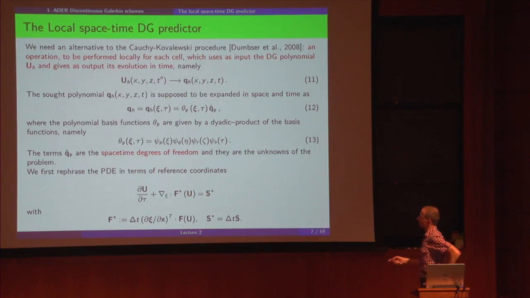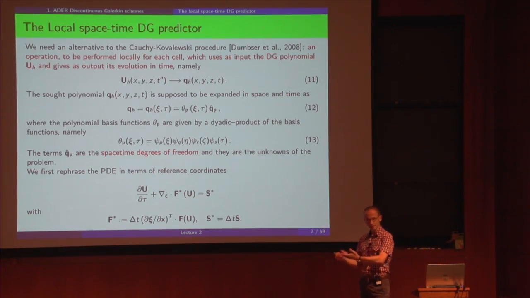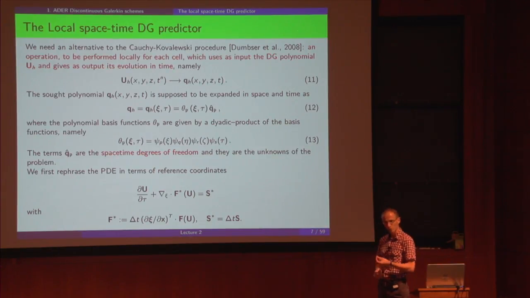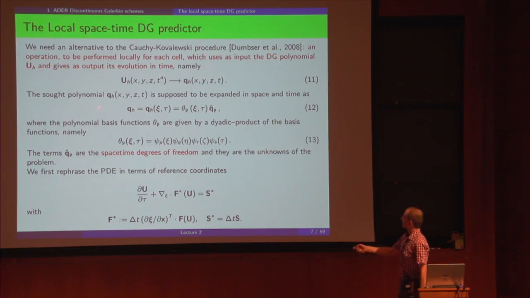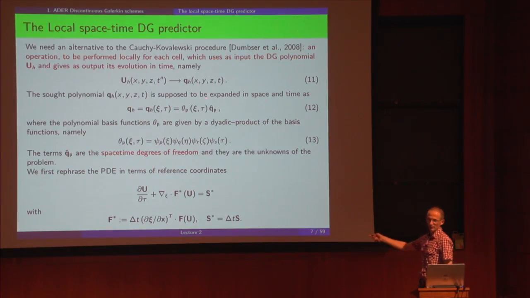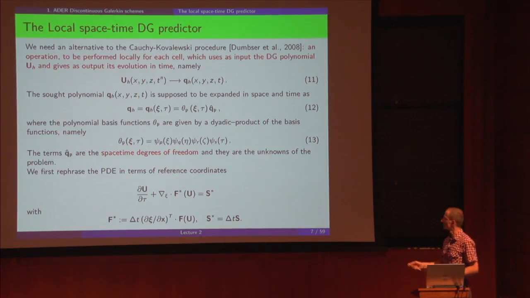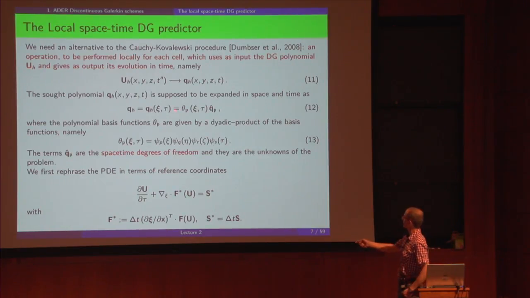So let's see how we can do this. This will be based on the weak formulation of the PDE. So the SOT polynomial, which will again be a polynomial, this time the evolution of U, is expanded over a space-time basis. Okay, so it's not only a space basis, there is also the time basis. So here qh is expanded as theta_p(xi, tau). You see xi is a space, a reference coordinate, and then there is also time here.